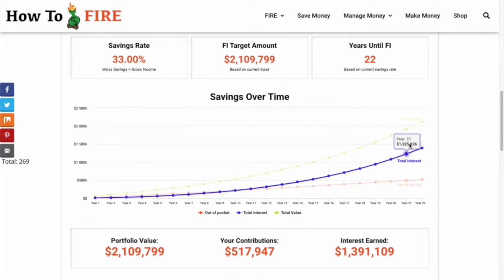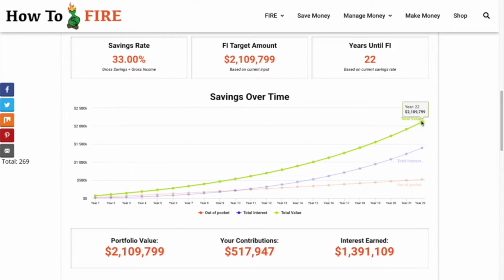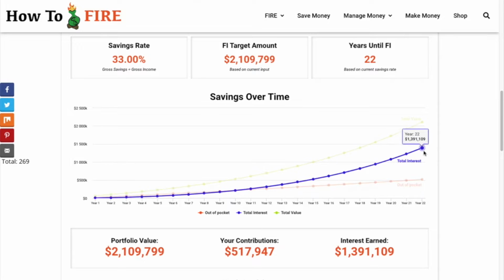Scrolling down, we have this savings over time graph. There's three different lines here. The first one being your out-of-pocket expenses or savings. And then we have the total interest on this blue line and the total value in the green line. And these numbers here correspond to that. So the portfolio value, which is the green line, is roughly 2.1 million. But it encompasses your contributions and interest earned. So your contributions, which is this out-of-pocket red line, is 517,000 roughly. And then the interest earned on that is this blue line, which is roughly 1.4 million.